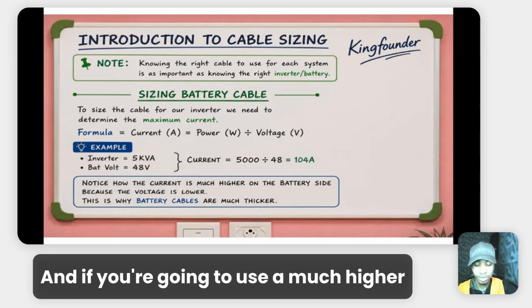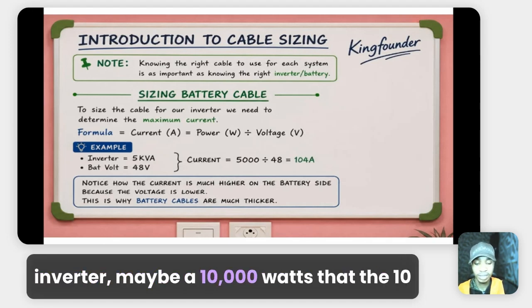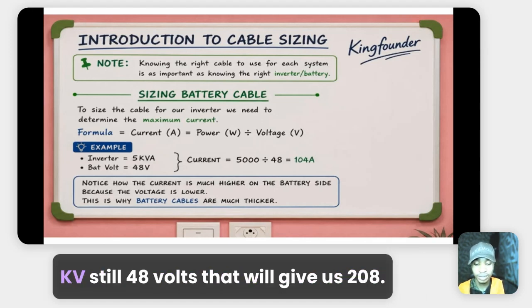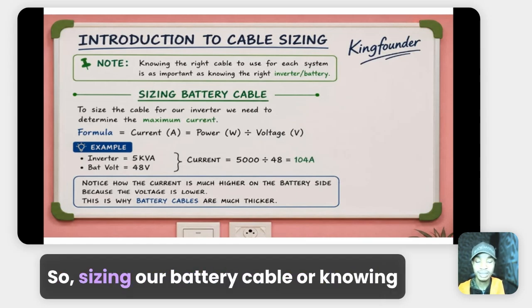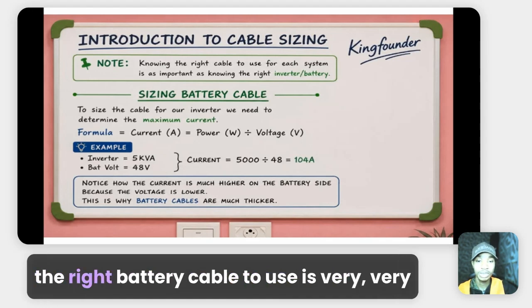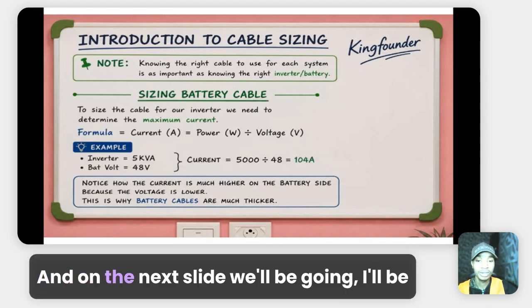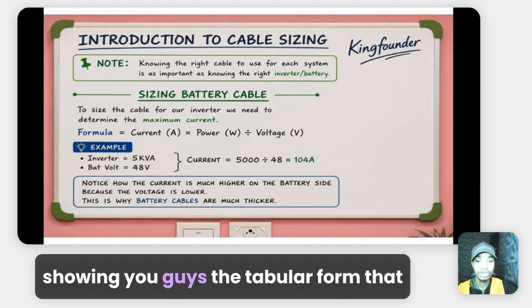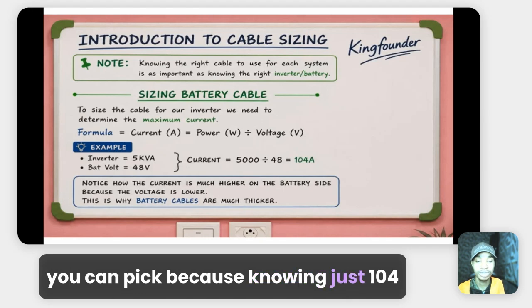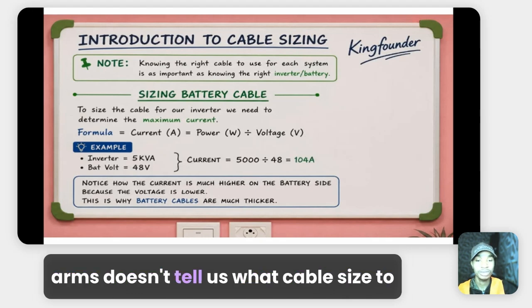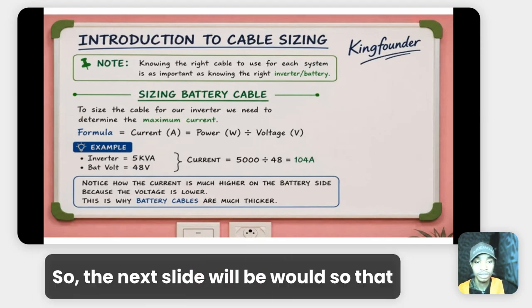And if you're going to use a much higher inverter, maybe 10,000 watts, that's a 10 kVA, still 48 volts, that will give us 208. So sizing our battery cable or knowing the right battery cable to use is very, very important. And on the next slide, I'll be showing you guys the tabular form that you can pick from, because knowing just 104 amps doesn't tell us what cable size to use. So the next slide will be able to solve that.